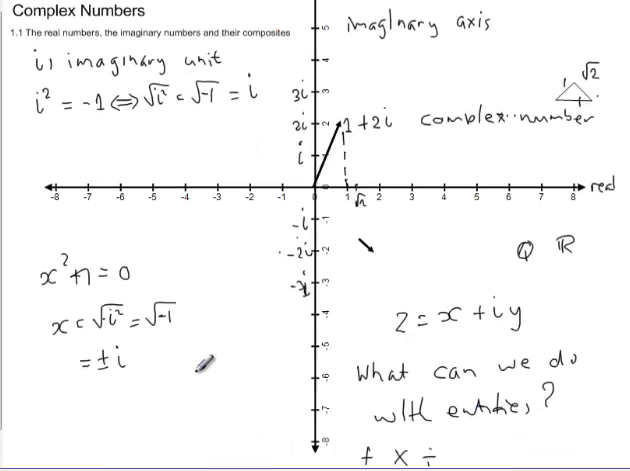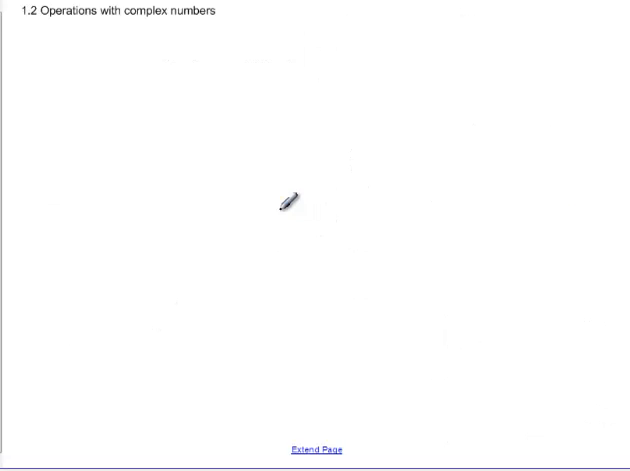Okay. Right, guys. I'm happy I've got something I can call a complex number. Now, let's move forward. Now, let's come to this stage.